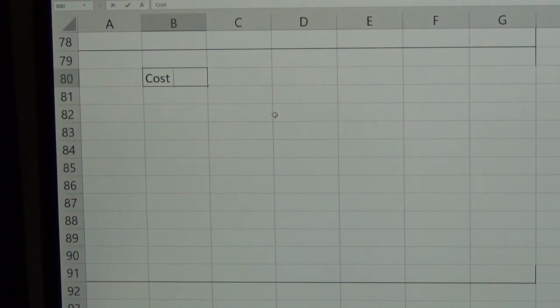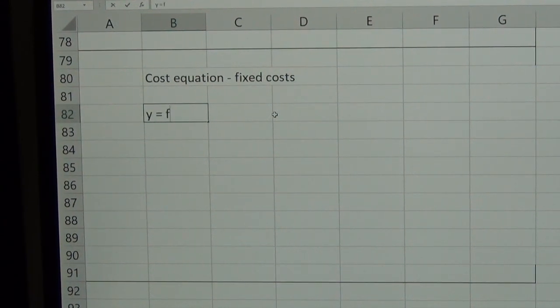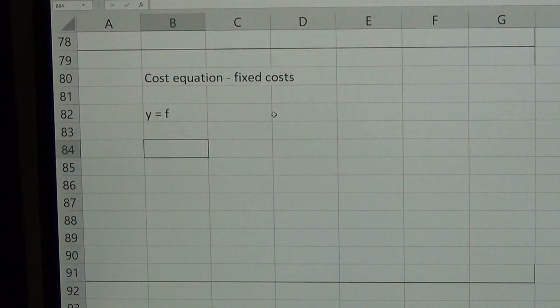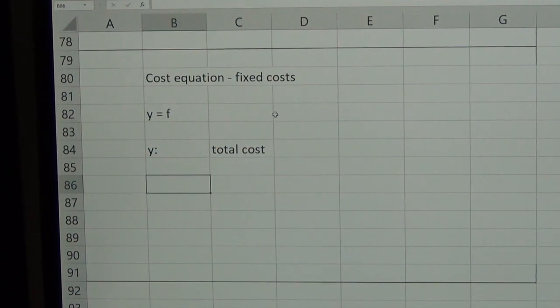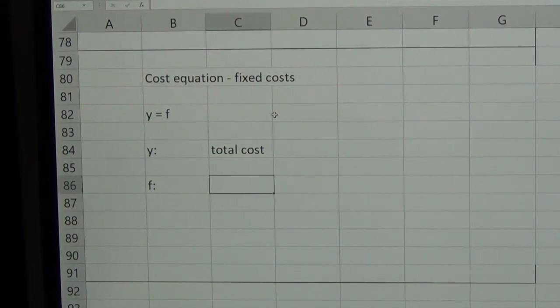So the cost equation for fixed costs, this is just essentially the fixed cost. Well, this is going to be an even easier equation. Y equals F, right? Well, that's pretty simple. What does that mean? Well, Y is the total cost, and F, what is F? F is the fixed amount over a period of time.